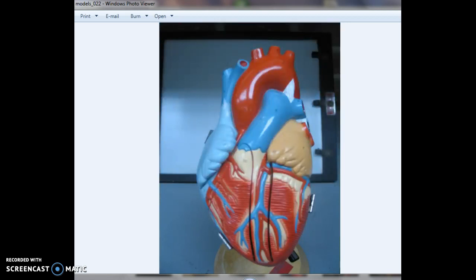And that concludes the heart. Look at our heart models. Look at the different models. Each of them has a slightly different structure. And hopefully this helps you with the heart online activity that I am making you do.